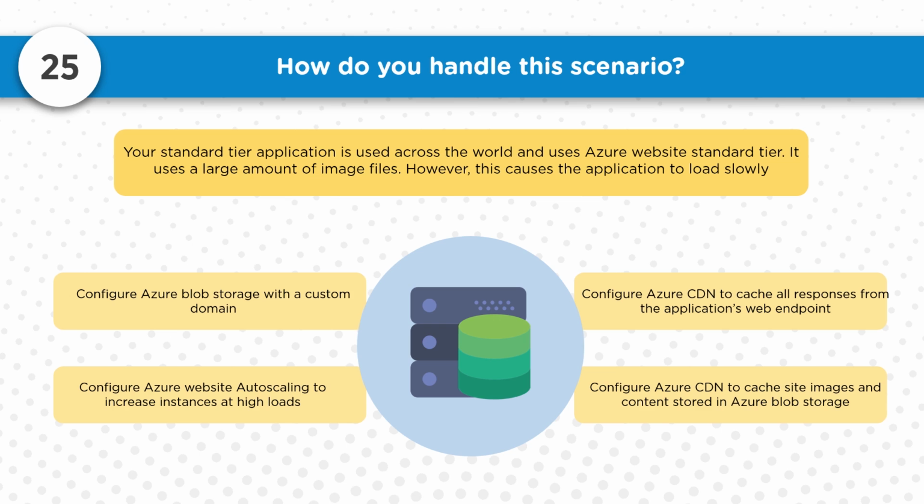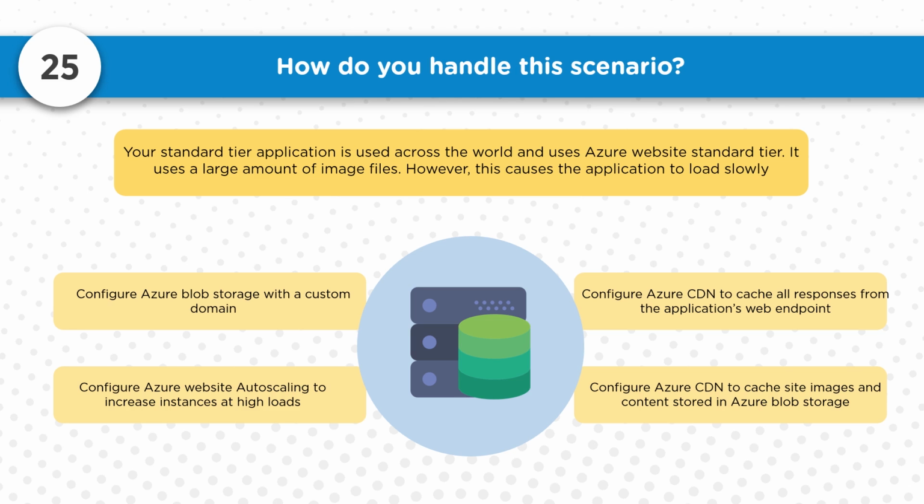Configure Azure Website Auto Scaling to increase instances at high loads. Now, it's the pictures that are causing issues for the website. It's not the CPU, and it's not memory being insufficient, that's causing the application to be slow. So we need to identify what's causing the application to be slow. It's not the CPU, it's not the memory, so configuring auto scaling is not going to help. And then what are the other options?